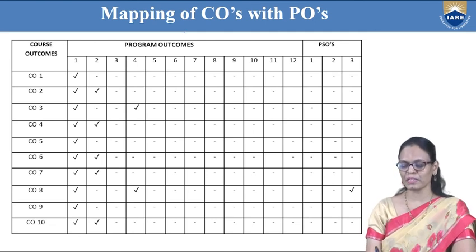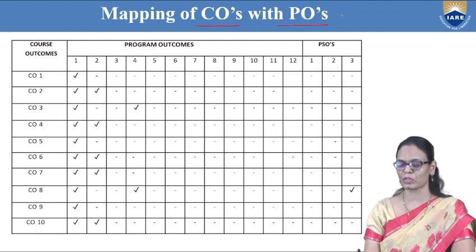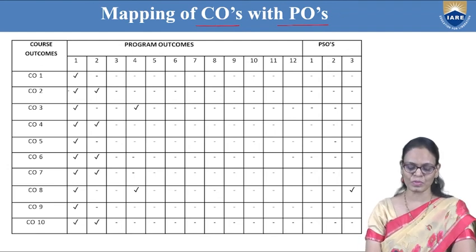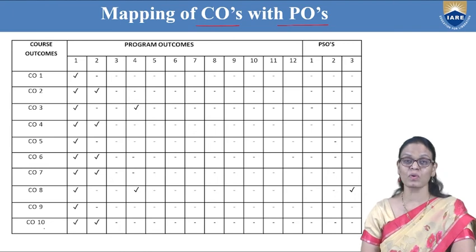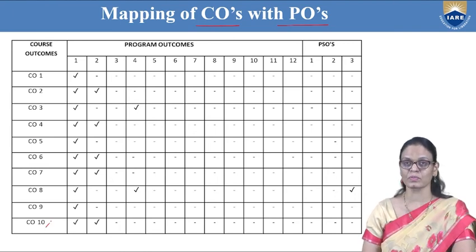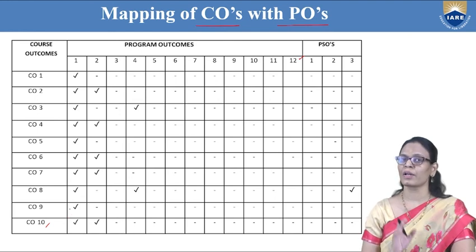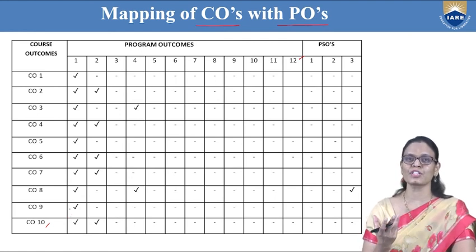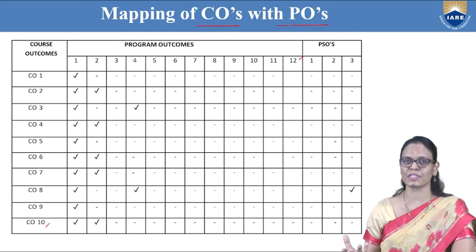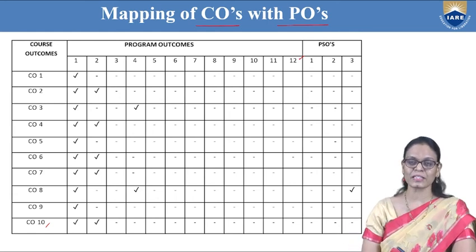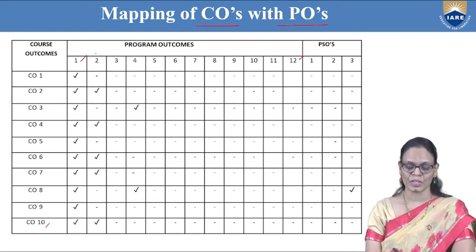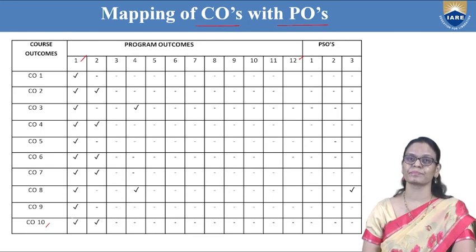Now, how are we mapping the COs with POs? How do we map a course outcome with the program outcomes? When it comes to the 10 course outcomes, there are 10 course outcomes and there are 12 program outcomes. All the course outcomes we are talking about are related to knowledge of the concepts related to physics. So they all will meet the requirement of the first PO. So we have mapped it to all.